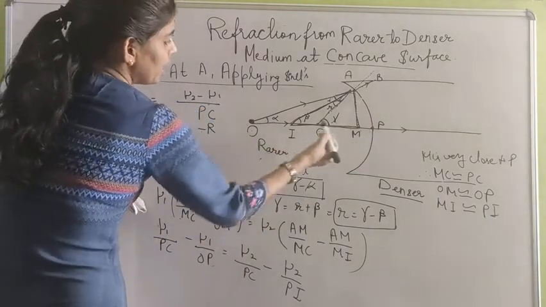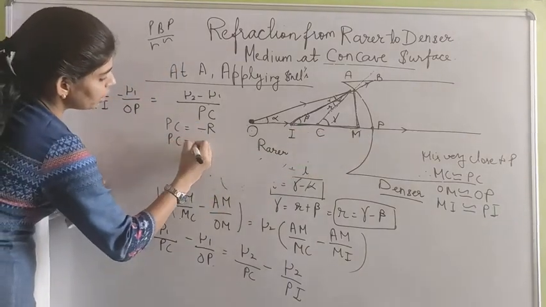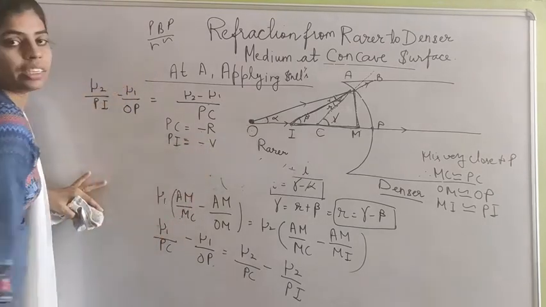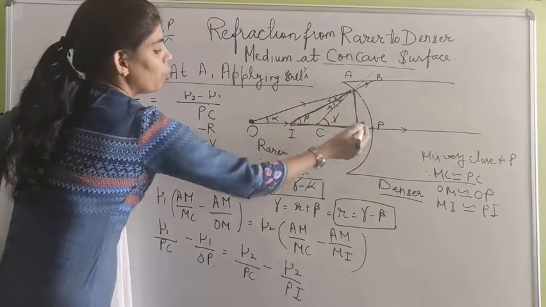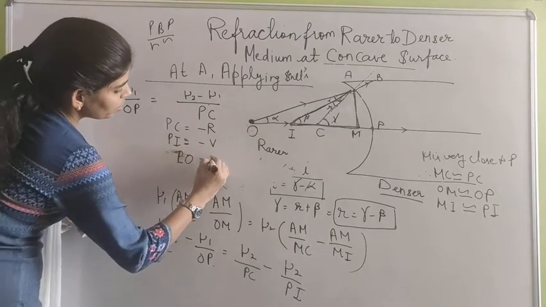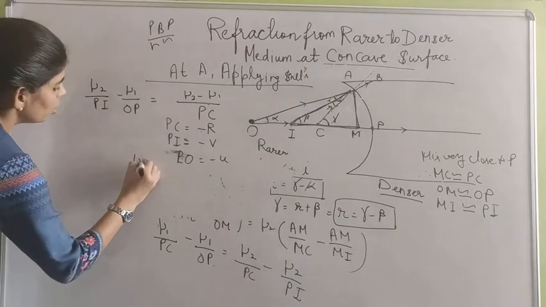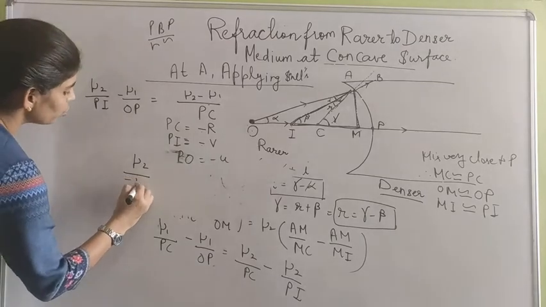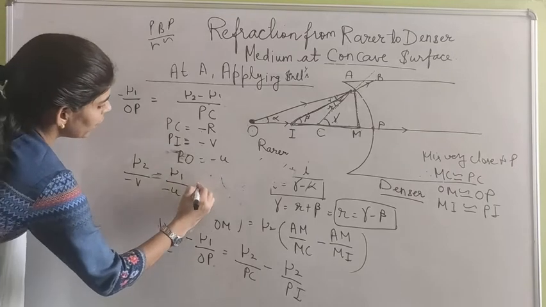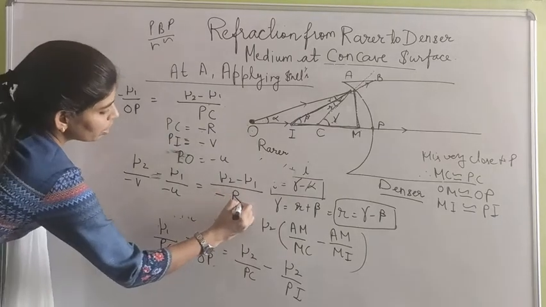Again PI. PI is where your image is forming; the distance from the pole to the image we call the image distance, and we represent it by V, minus sign would be there. And the distance from the pole to the object, the object distance, so PO is minus of U. Replace all these values, we will get mu2 by PI, PI is minus of V, minus mu1 by OP, OP is minus of U, and this is equal to mu2 minus mu1 by PC, PC is minus of R.